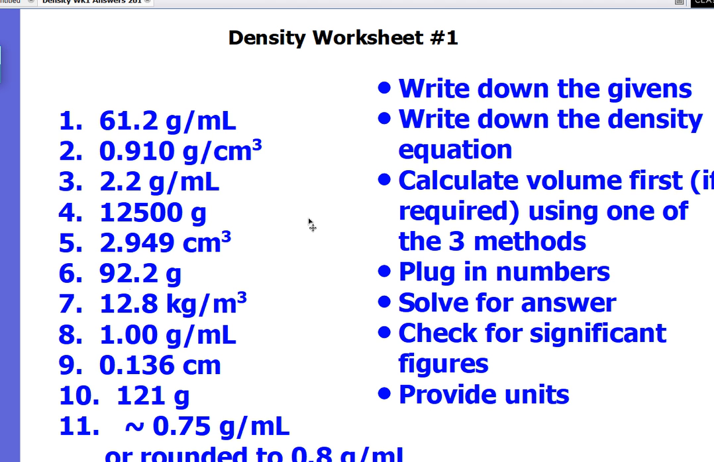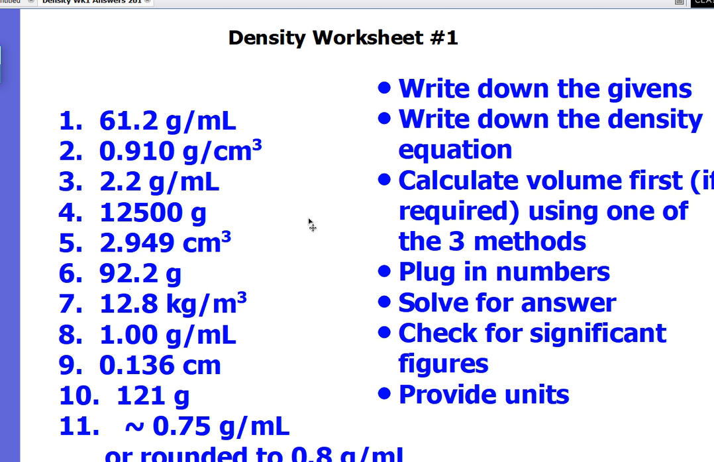You need to be writing down the givens. That is either doing it old school, saying mass equals and then writing that down, or density equals, or volume equals, or it means writing on the question. This is M, this is D, this is V.